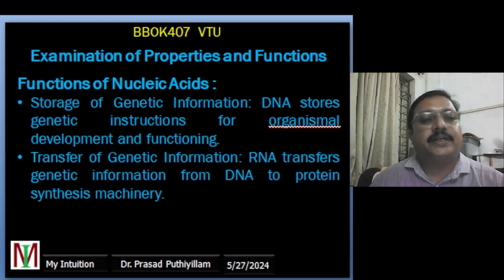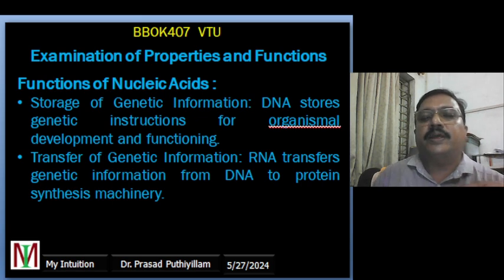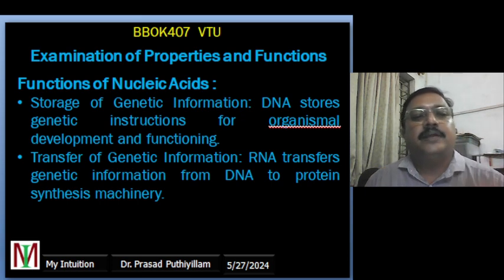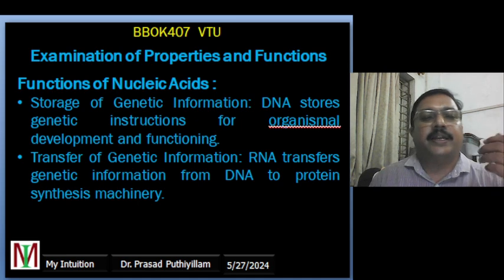Then it is used in the transfer of genetic information. RNA plays a crucial role in transferring the genetic information from DNA to the cellular machinery responsible for protein synthesis. It acts as messenger RNA, mRNA. It acts as transfer RNA, tRNA. It also acts as ribosomal RNA, that is rRNA.